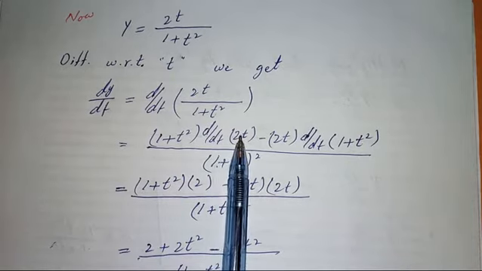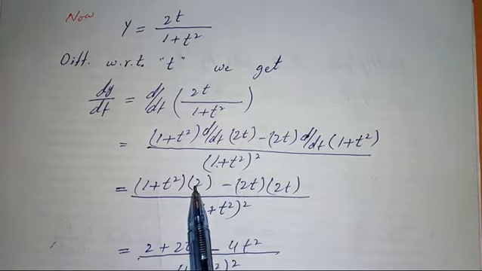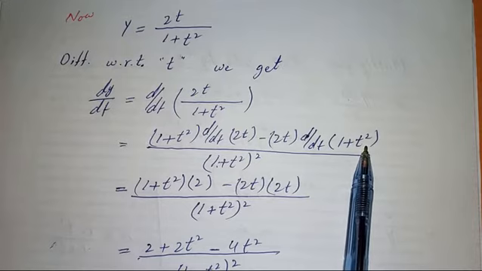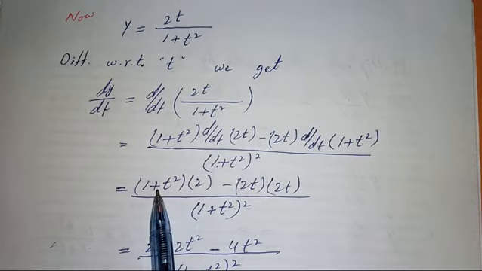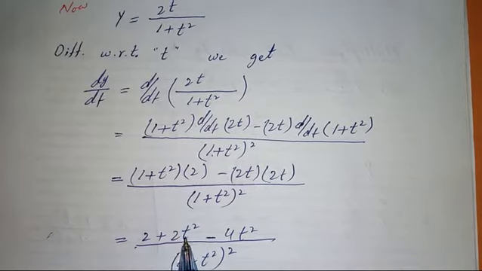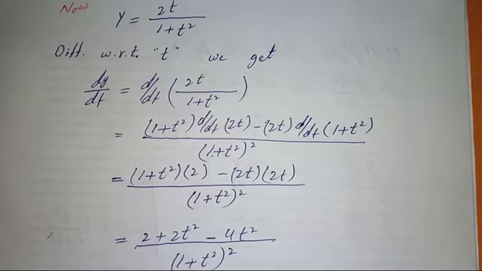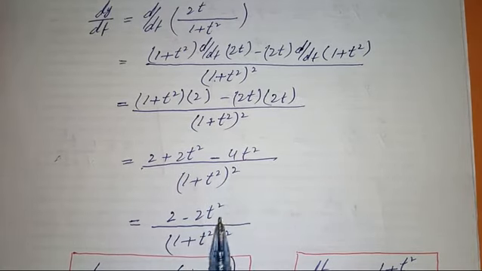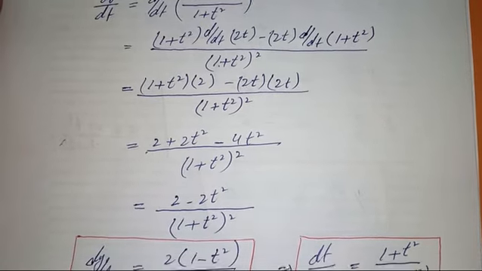Simple derivative of 2t, derivative of t with respect to itself is 1, so only 2 is left behind, minus 2t as it is, and derivative of 1 plus t square, as we have done in the first part, is 2t, it becomes plus 2t. Okay, so now in simple calculation, 2 multiplied by 1 plus t square becomes 2 plus 2t square, minus 2 times 4t square, and the denominator term is as it is. Now simple one, 2t square minus 4t square, left behind minus 2t square, minus 2 as it is, 2 minus 2t square over 1 plus t square whole square.